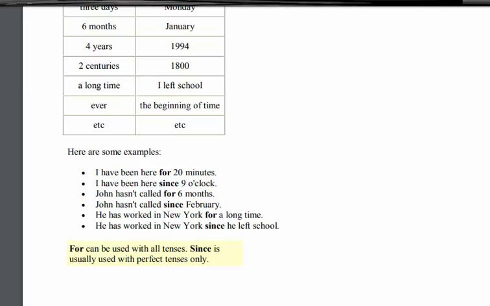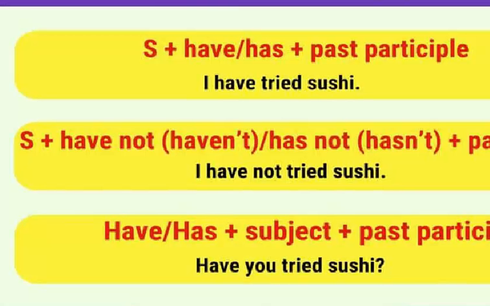So "for" can be used with all tenses, and "since" is used only with the perfect tense. Keep in mind, students, "for" is used for all types of sentences, and "since" is only used with the perfect tense. So students, this is the main rule for positive sentences: subject plus has or have plus the past participle. For negative sentences: subject plus have not or has not with the past participle, and in interrogative: has or have plus subject and past participle.